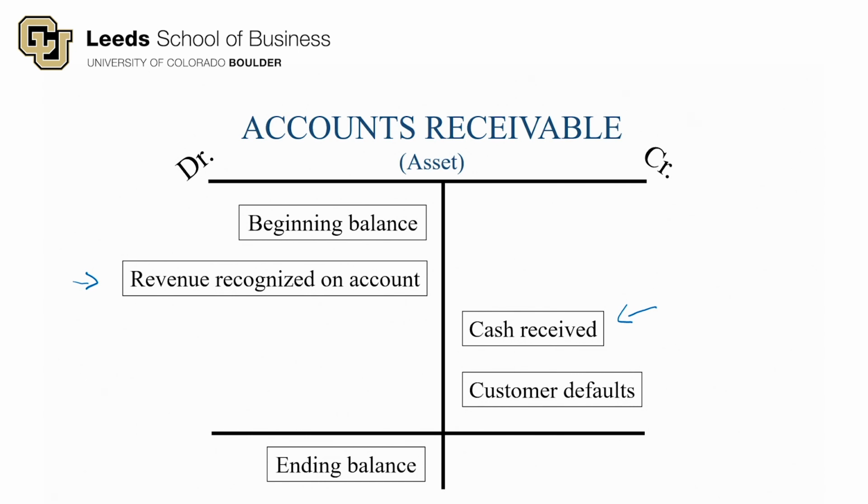And something that Royal Gold doesn't have to deal with is customer defaults. So in case a mining company ever did go bankrupt or something, they would have to write off that account receivable with a credit to the account receivable account. And there will be more information about that in the accounts receivable topic. Well, after you start with the beginning balance, add revenue recognized on account, subtract cash received, and subtract customer defaults, you get to Royal Gold's ending accounts receivable balance, which is a debit at the end of the year.